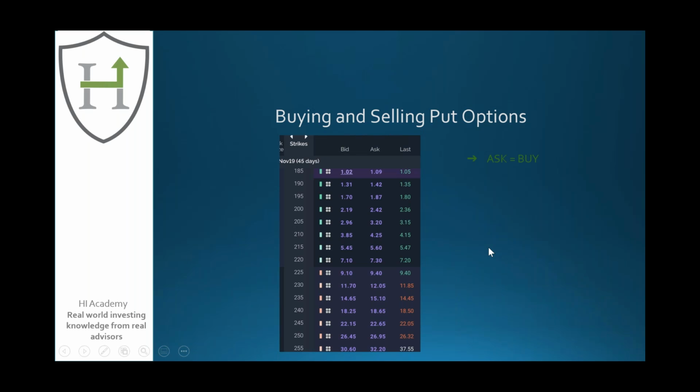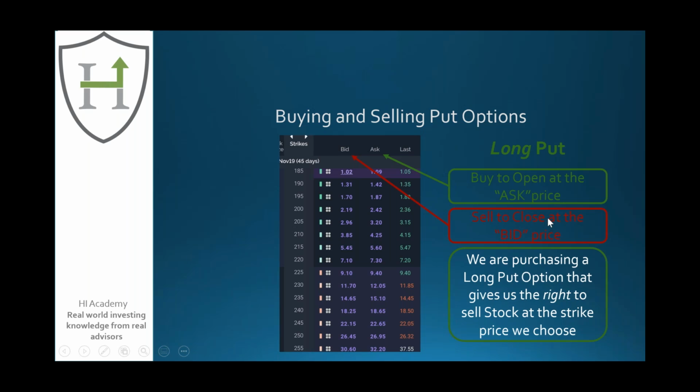So if I was going to buy an option, I'm going to buy at the ask price. If I sell it, it's the bid. If I was going to buy that long put, again, I'm going to go to the ask price column. I'm going to sell to close it, if I need to make a profit on it, at the bid. We're purchasing a long option because it gives us the right to sell our stock at the price I'm going to choose. On this particular day, I'm going to choose 225. It's right about where the stock is trading, so I can protect myself for the next 6 weeks to get me through a volatile October, through some economic events that are coming up, and also through an earnings event on Apple.